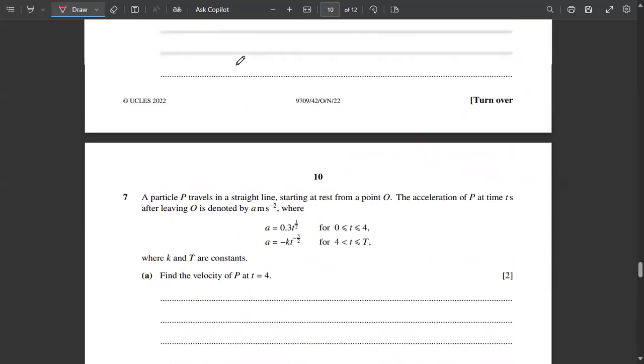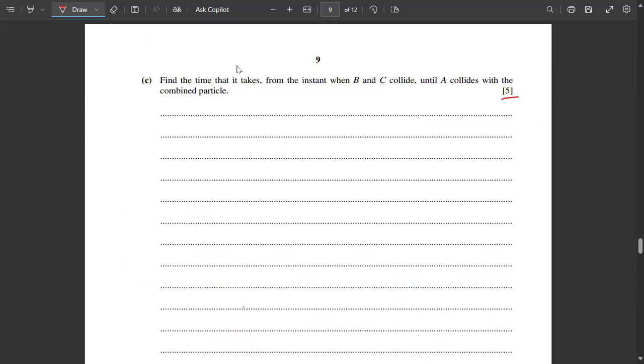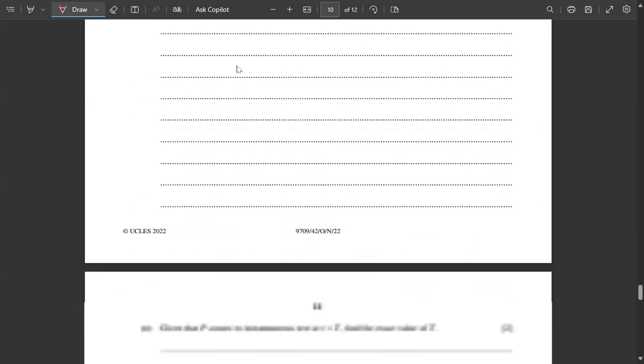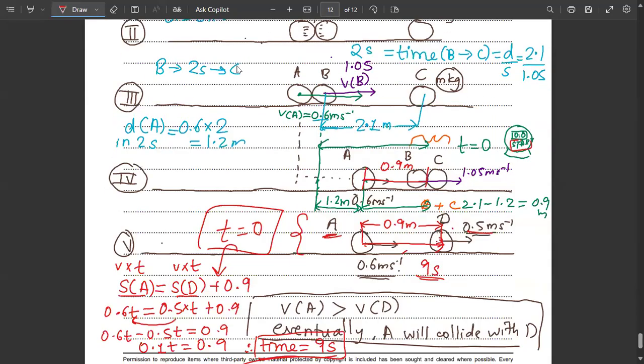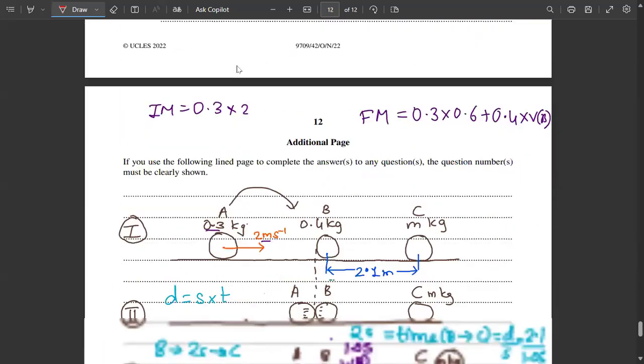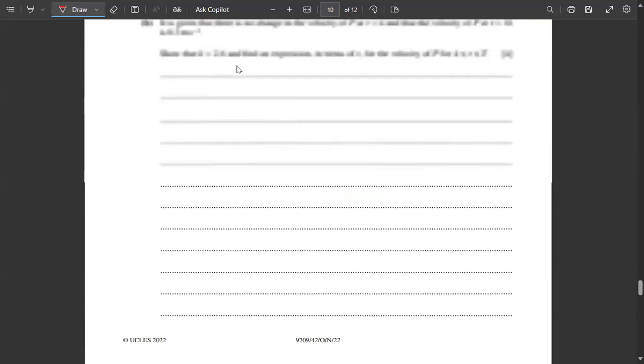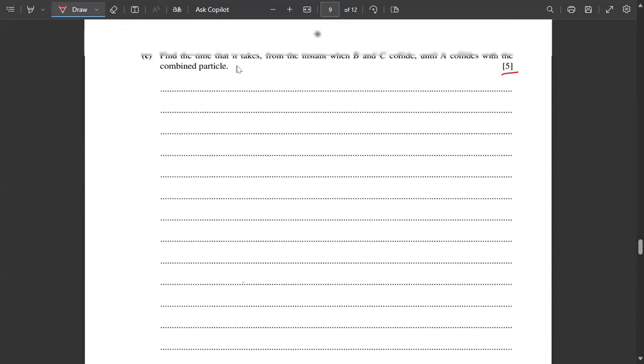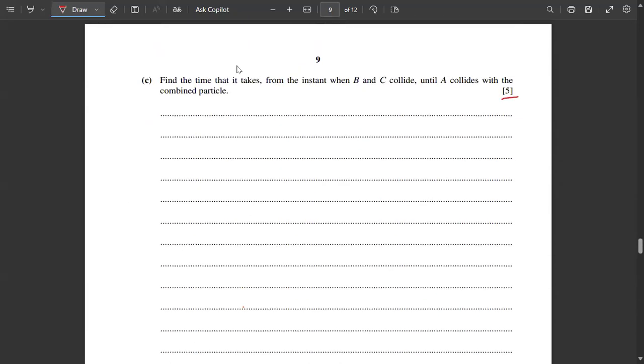So all the working is already done there, but let me do it right away. But should I do it again? Because I have already done it in the diagram. I don't think I need to do it again. So what I can write here is done on additional page 12. Yes.